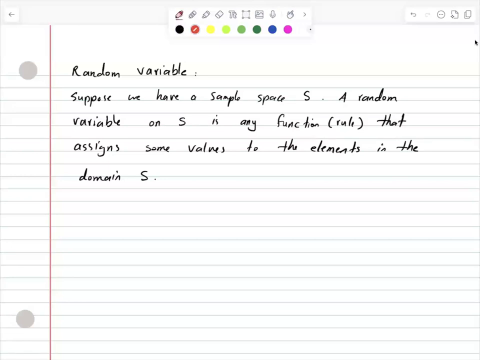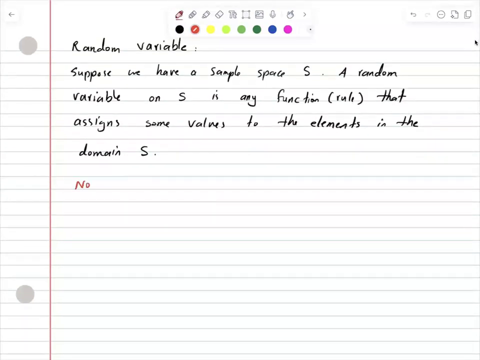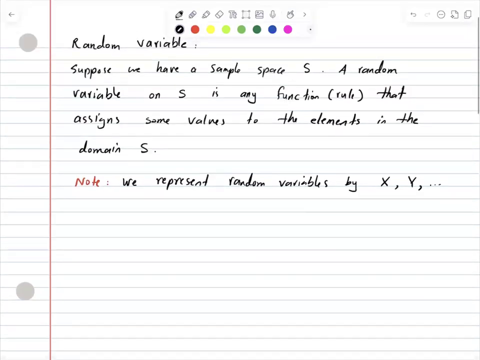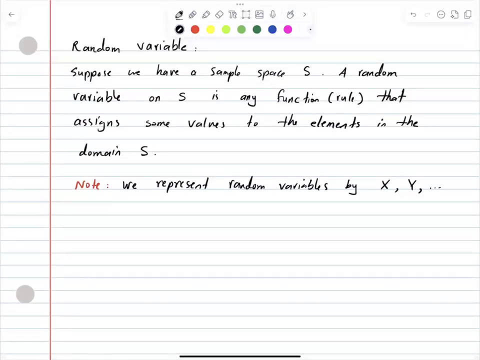So a quick note for you. We represent random variables as functions by capital letters like X, Y, and so on. When it comes to random variables, we either have discrete random variable or continuous random variable.